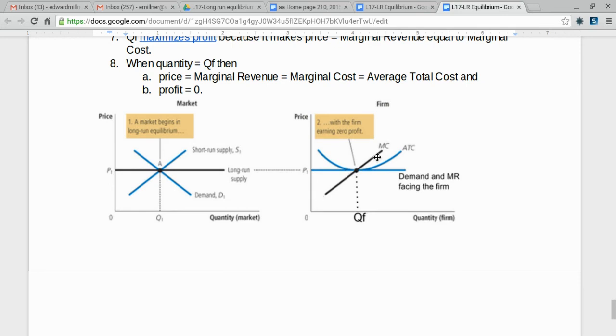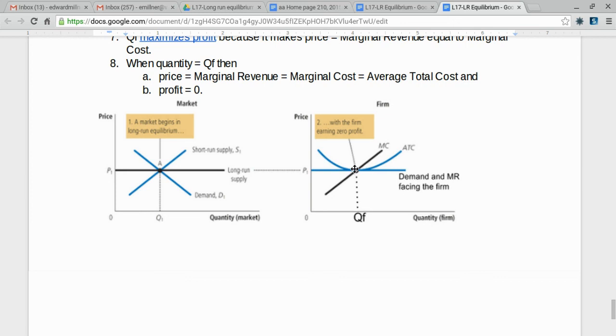We've got marginal cost. We've got the demand. We've got marginal revenue, and we've got average total cost. Marginal cost must intersect the average total cost curve at the minimum average total cost. When the demand curve just touches average total cost at that minimum, that means that the demand curve must intersect marginal cost at that very same quantity, QF. And also, since price and marginal revenue are the same, marginal revenue equals marginal cost equals price equals average total cost at QF.